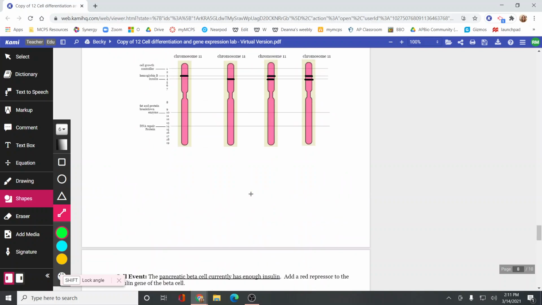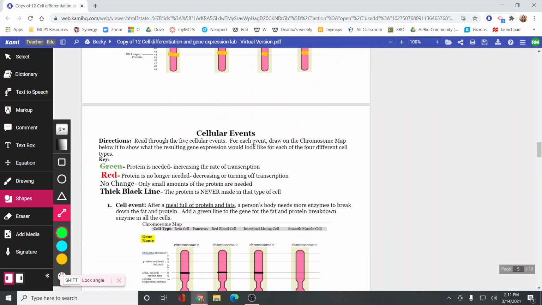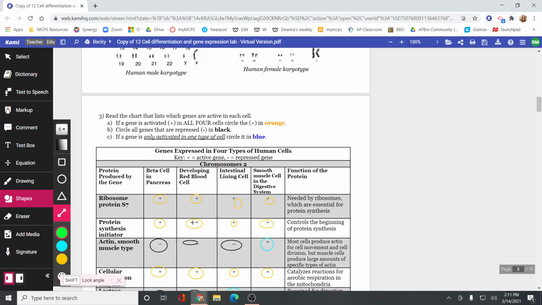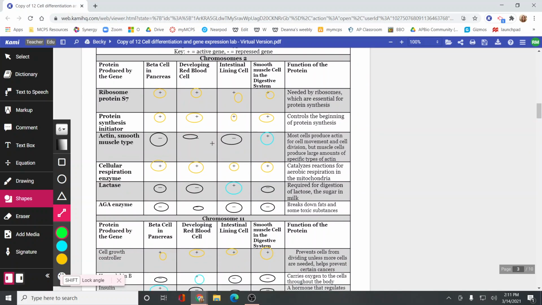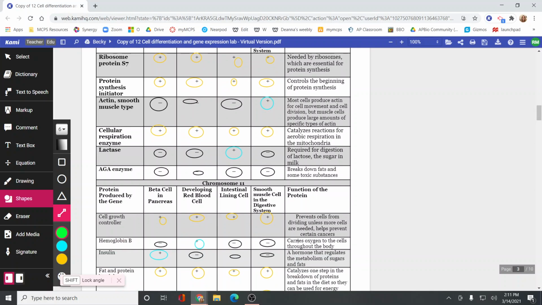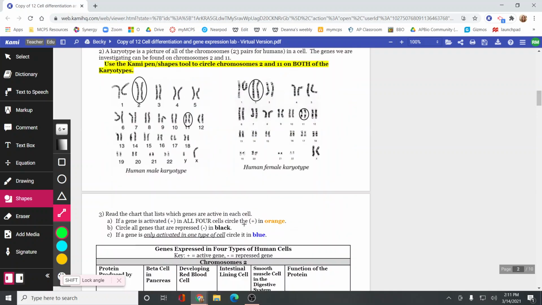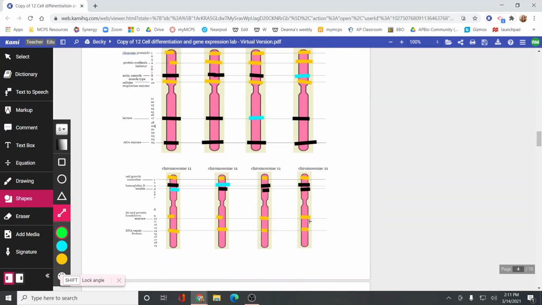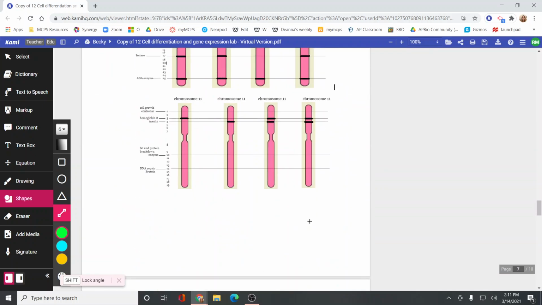So let's go back to that chart. Sorry, lots of scrolling. So when you go to red blood cells, that's the second column. That's this one here. So what's permanently off? I'm looking for the black ones here, and I'm going to look at the functions of the black genes. So actin, lactase, AGA, insulin. And then I'm going to go back up here and look at the function of the red blood cell. And that will help me to know why they might be off in that cell.